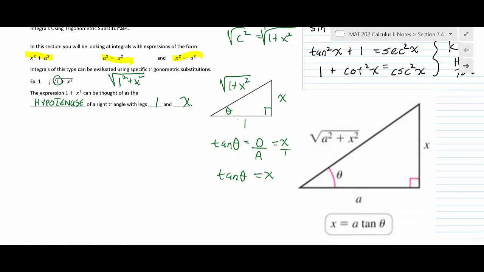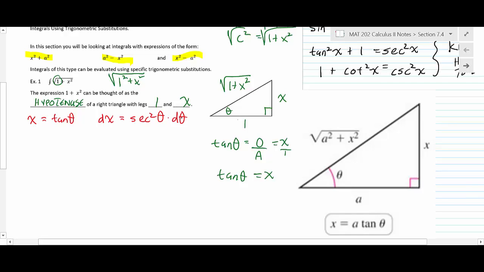So first thing I'm going to do is with the triangle, I'm going to write my substitutions. I have x is equal to the tangent of theta, like that. We're changing the variable too. And then dx is going to be secant squared theta times d theta, like that. Okay, so we're going to have that. Now we're going to do a substitution in this integral.